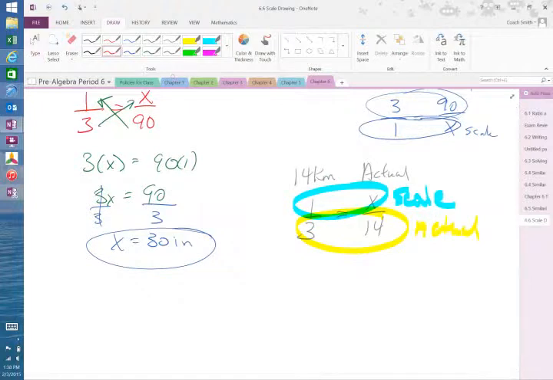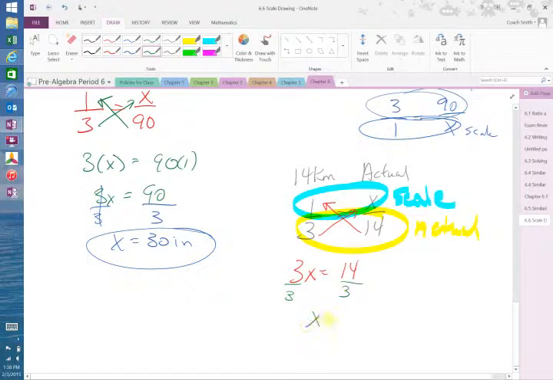So if you cross multiply that, 3 times x, 1 times 14, so it's 3x equal 14. So once again, we divide by 3. X would be equal to, and you need to have your label, 4 2/3 inches.